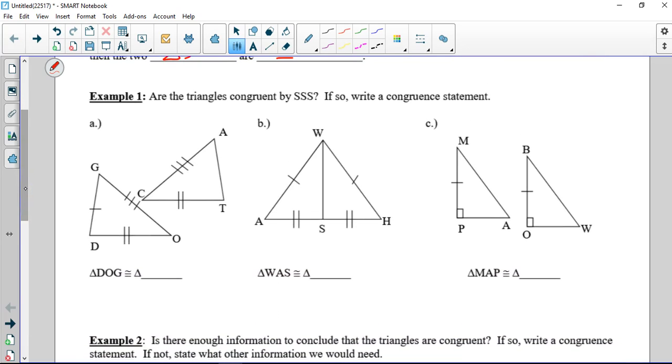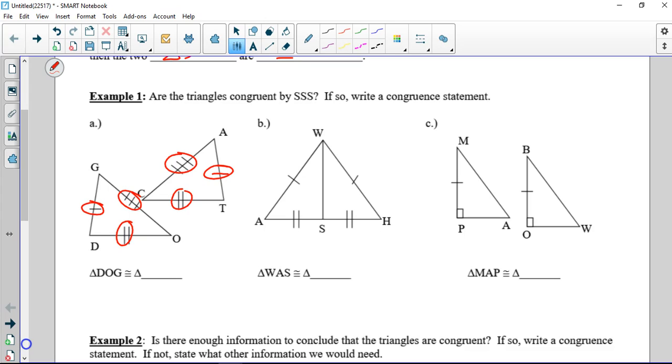If so, write a congruent statement. So, again, you want to look at, go ahead before you do anything else. Mark this, please. It was supposed to be marked, but it wasn't. So, we can see that this side matches this side, this one matches this one matches this one. So we have 3 sides marked congruent. Now we just got to figure out the order of the letters. Remember we talked about orders very important.